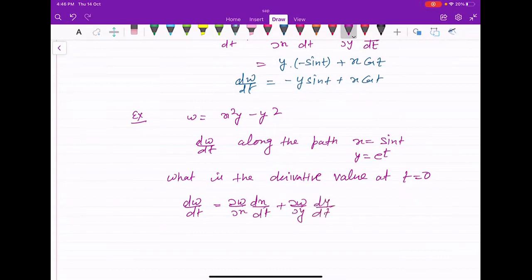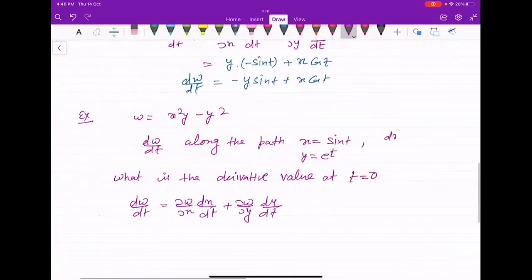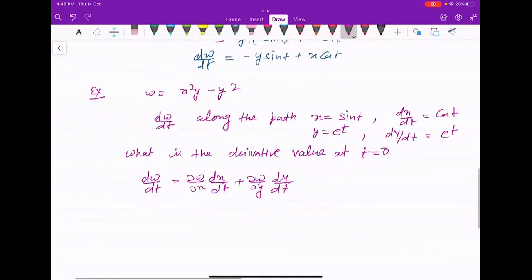So it's simple. Here x is equal to what? Sin t. So dx by dt is equal to cos t, and dy by dt is e raised to power t. Just put the value here. Del w over del x is 2xy cos t, plus del w over del y, which is x square minus 2y, and dy by dt is e raised to power t. Put t equal to 0.